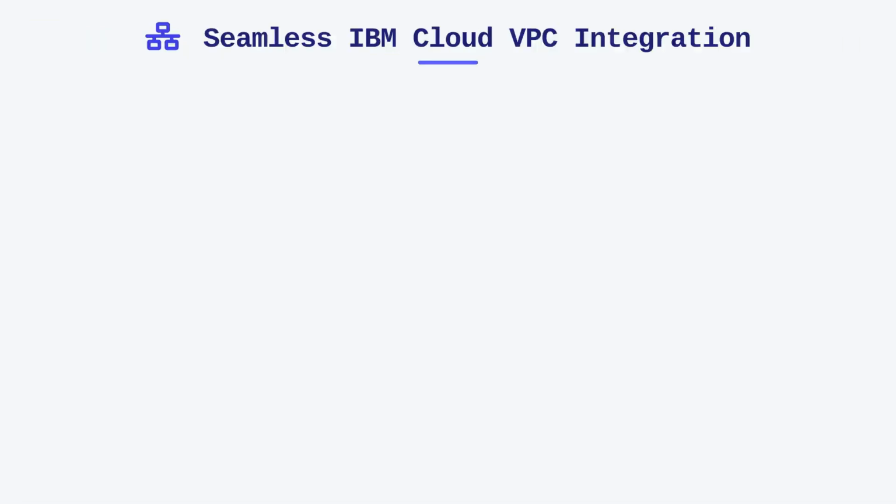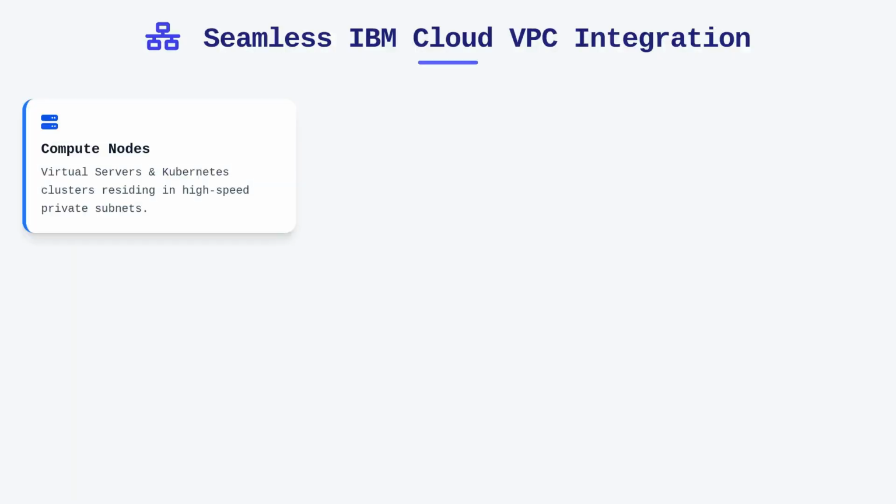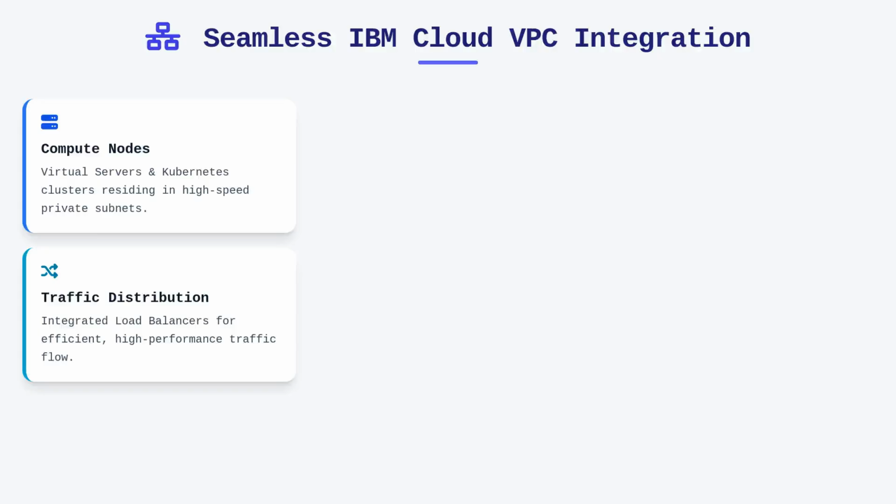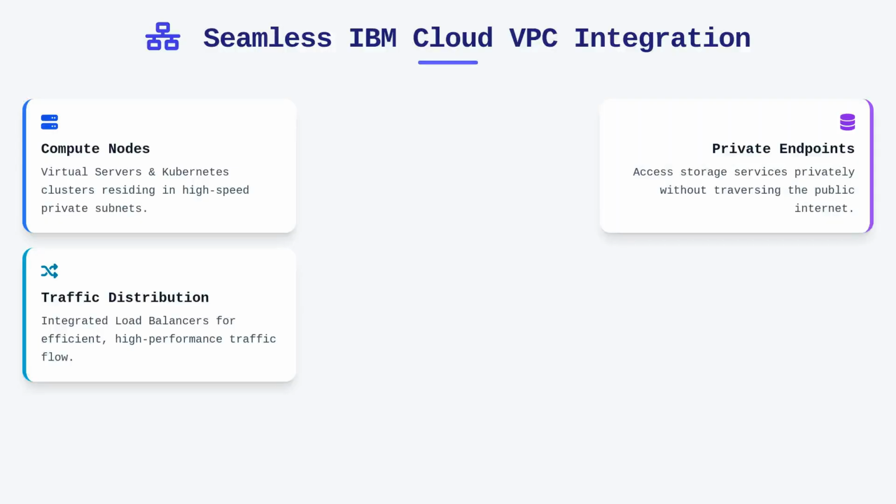Integration with other IBM Cloud infrastructure components is seamless when you adopt the VPC model for your application deployments. Your compute nodes, whether they are virtual servers or Kubernetes clusters, sit within these subnets and gain high-speed private connectivity to other native cloud services. You can attach load balancers to distribute incoming traffic efficiently and use virtual private endpoints to access storage services without ever traversing the public internet.